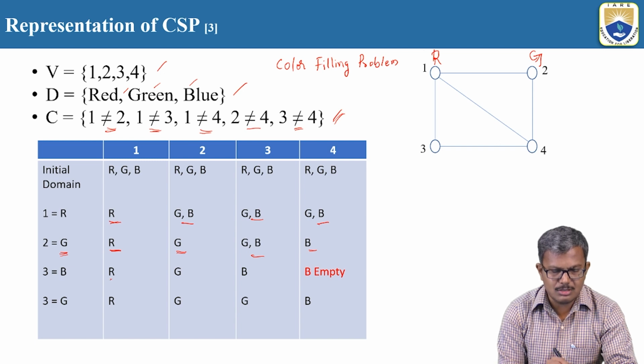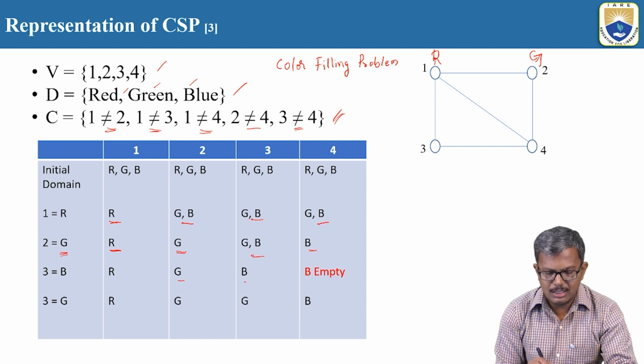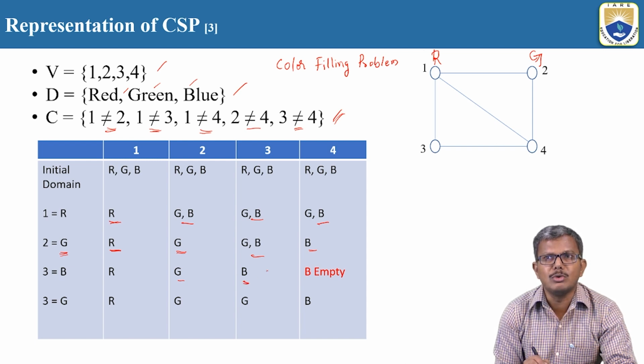Coming to the third step. In the third step, we already have red in the first circle, green in the second circle, and think that in the third circle we have filled the blue color. So that means we have filled this circle with the blue color.